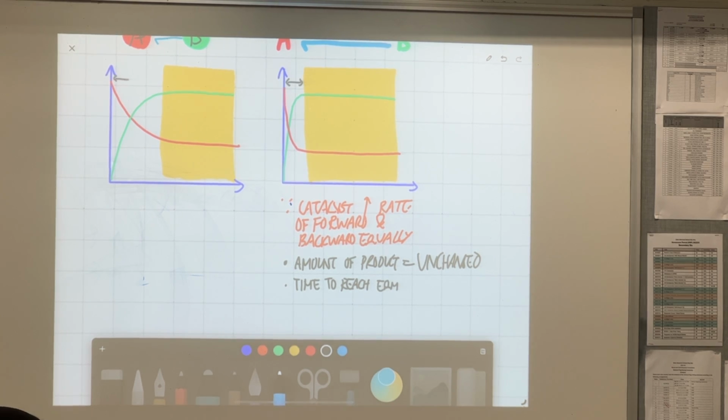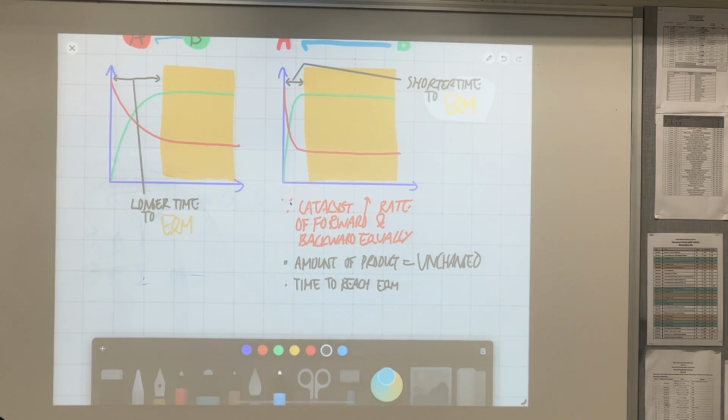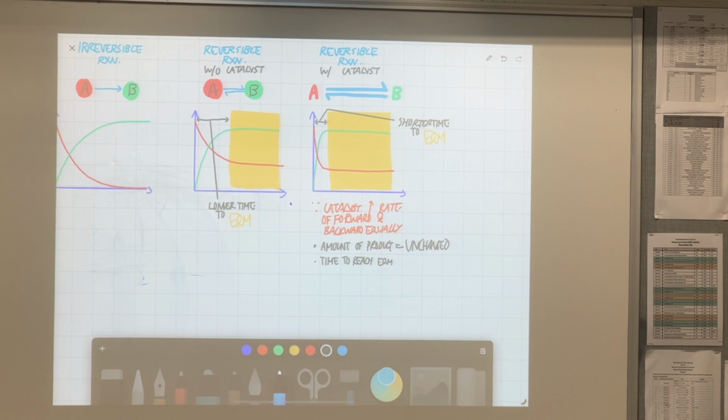You see, here it took a while. Here it took much less time. So longer time to the yellow state. The yellow state is the state of equilibrium. Here you have shorter time to equilibrium. That's the only thing that has changed. Certainly not the amount of product. The amount of product is the same.